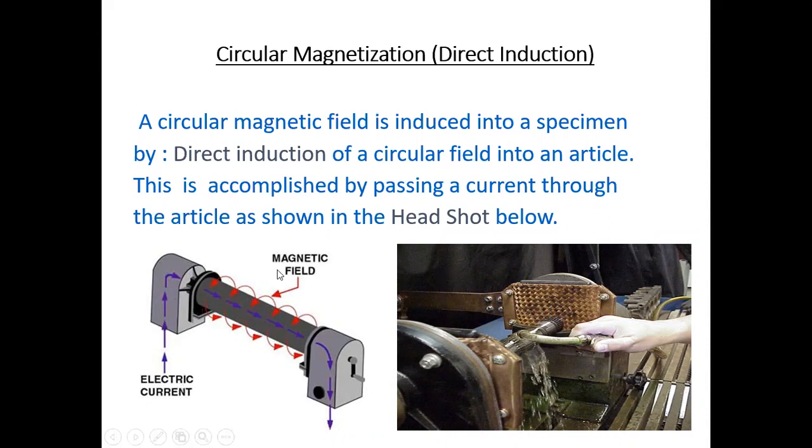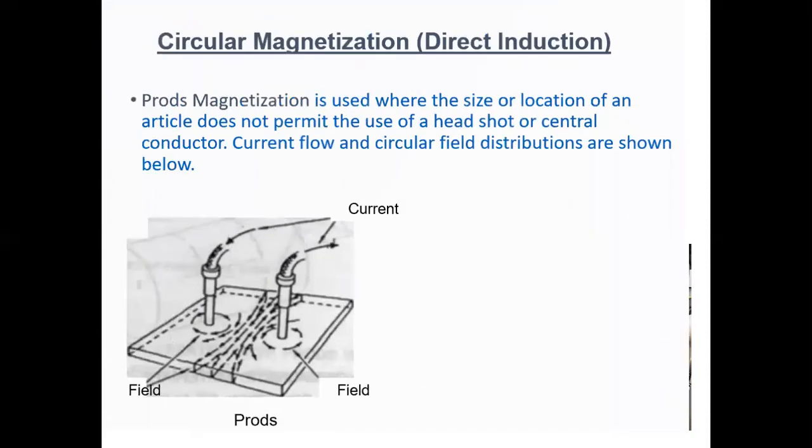This is an enlarged view. Current goes straight here, longitudinal, from one end to the other end. Now the magnetic field is circular, perpendicular to the current direction. So a circular magnetic field is induced into the specimen. This is direct induction, because we are sending current directly through the specimen. This is accomplished by passing a current through the article as shown in the headshot below. This arrangement is known as headshot, and the field is circular.